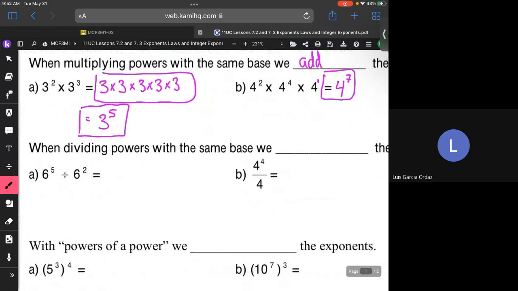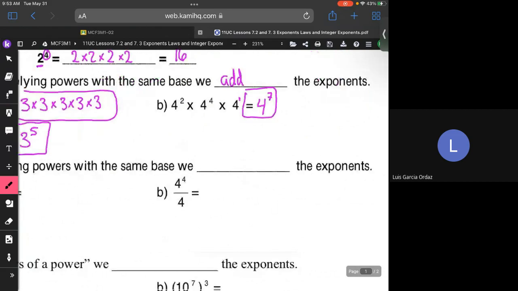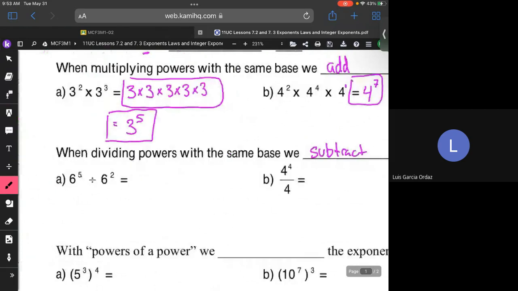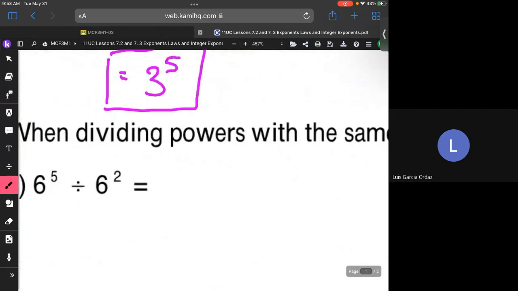So now, if we add when we multiply, what do we do when we divide? Subtract. Does anyone know the reason why we subtract the exponents? Your grade 9 teacher should have taught you this. Why do we subtract the exponents? It's not a trick question.